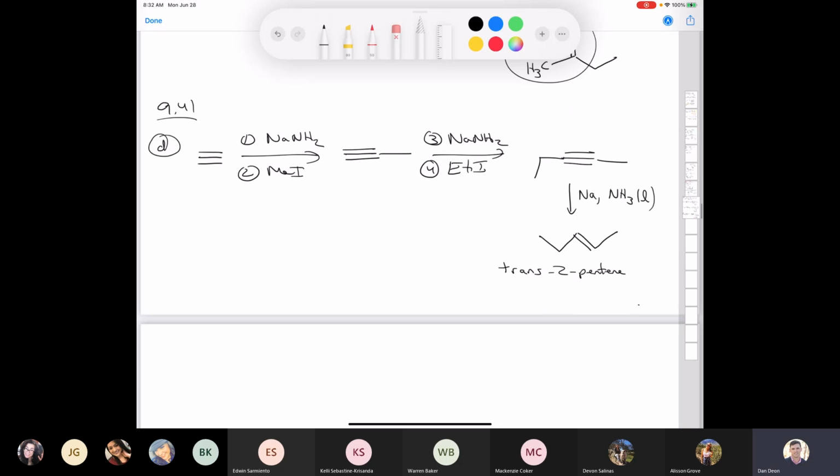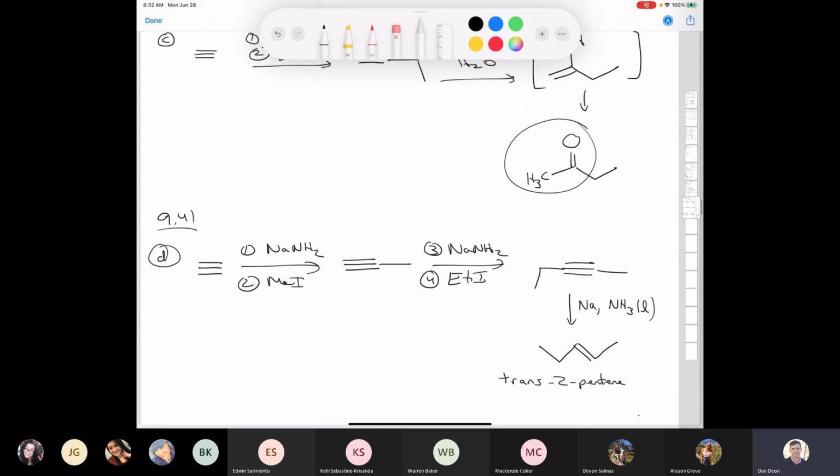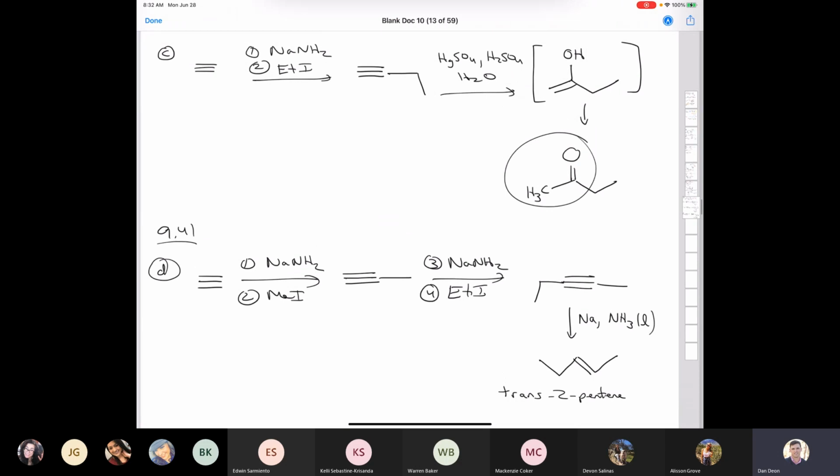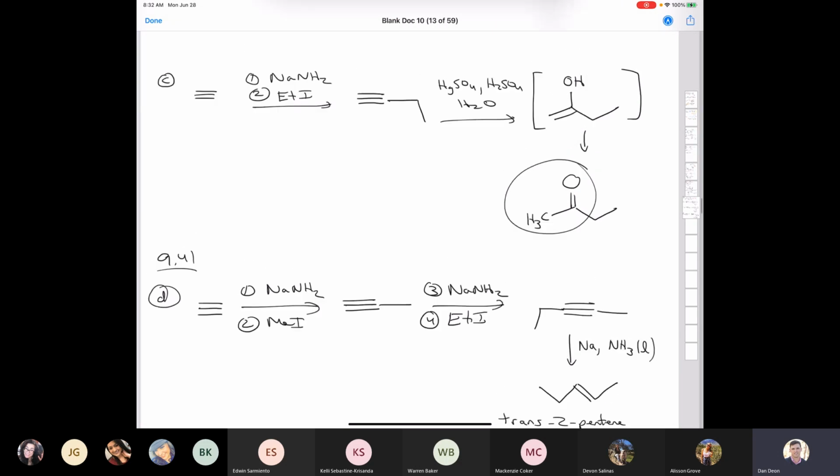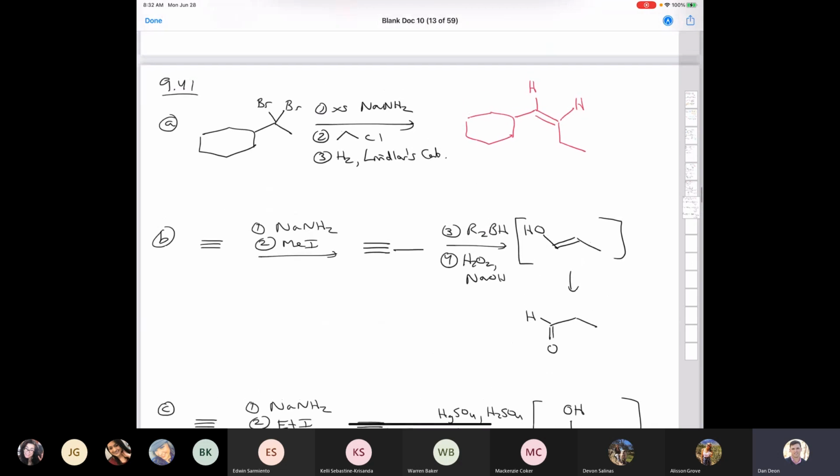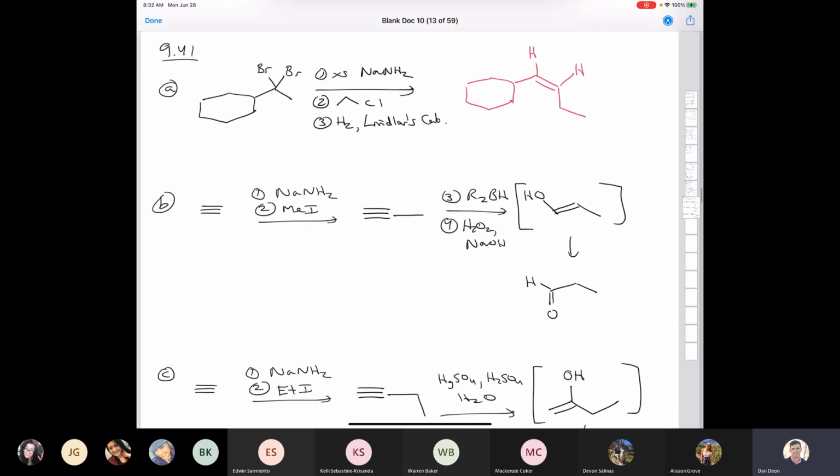That covers pretty much most of the reactions that we covered. I might have missed one or something, but that covers the vast majority of what we looked at in Chapter 9. So that's the alkynes chapter in a nutshell. And again, I recommend trying all the problems that I posted as suggested practice problems, which can be found on Canvas.